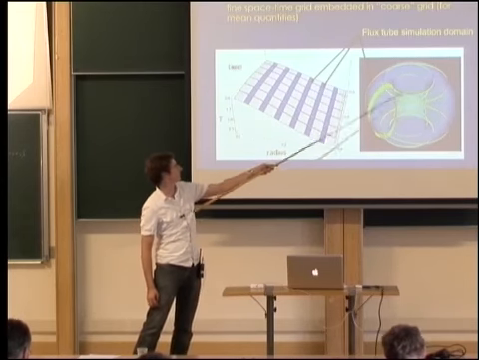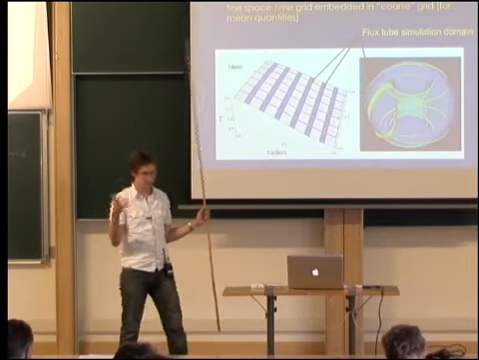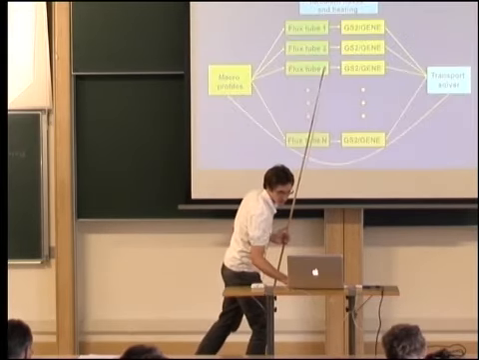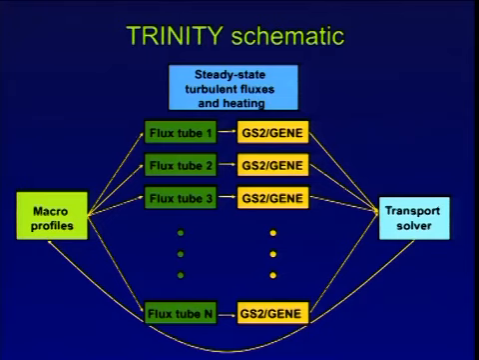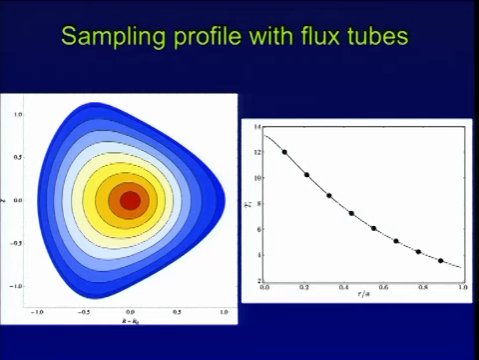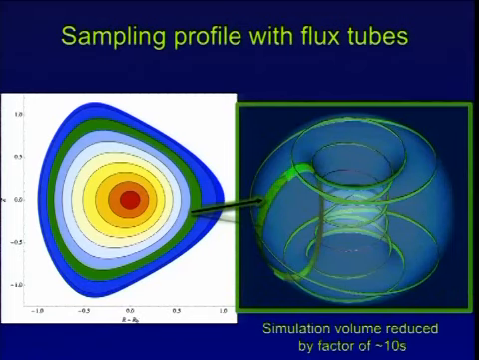The flux tube simulation domain follows the magnetic field line as it wraps around the device. This has been implemented in a code called Trinity, which you've heard alluded to a couple of times this week. I won't go into too many details. Basically, we sample the temperature profile radially, each radial grid point representing a flux surface, which is represented by a flux tube.